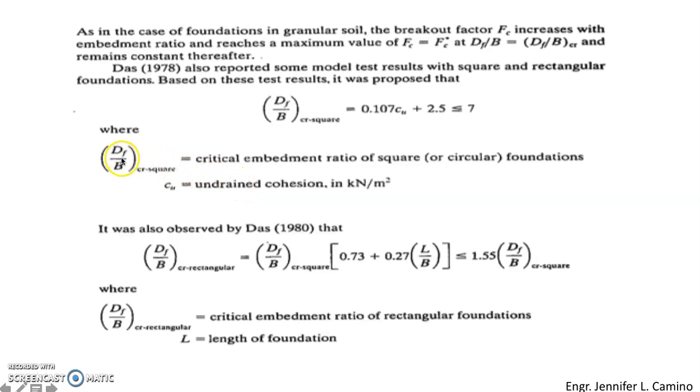Of course, this is the critical embedment ratio of a square or circular foundation. You have the undrained cohesion C sub U. It was also observed that the critical value of the ratio between the depth of embedment over the width of the foundation for a rectangular foundation, you have this equation, and it should be less than or equal to 1.55 of the ratio between the depth of embedment over the width of the foundation for the square foundation.